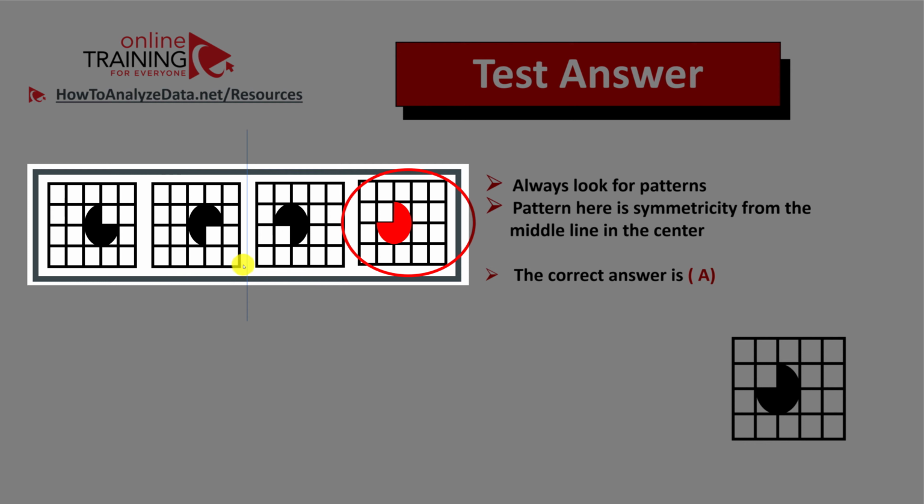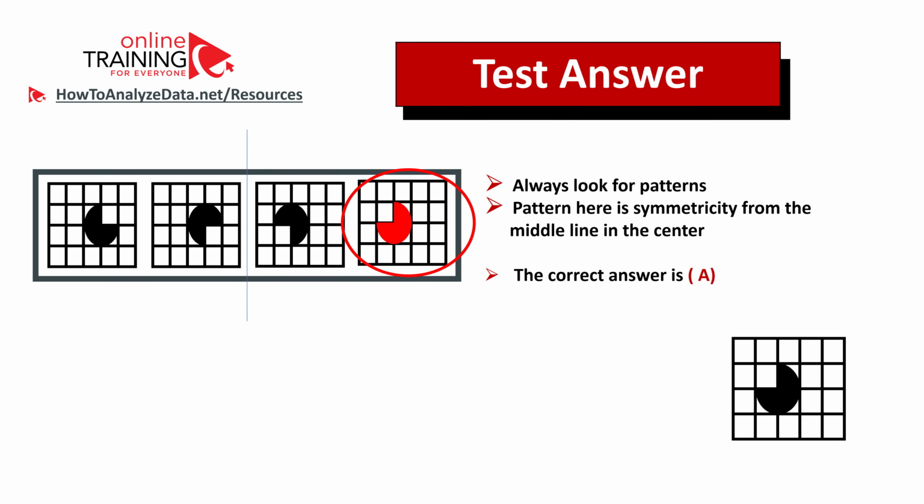You see, if we draw a line in the middle, you can see that the shapes, the pie pieces, are symmetrical. You see the pie in the first square, which mirrors the pie in the last square, because the pies in the second and third squares are also mirrored. Hopefully you've nailed this question and now know how to answer similar problems in the test.